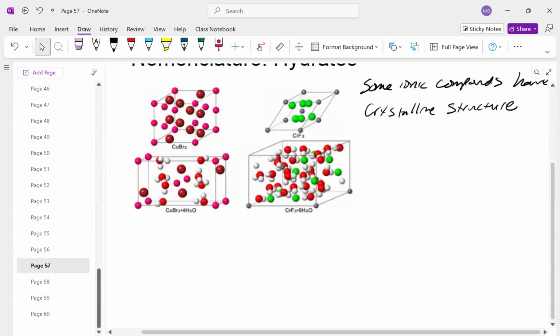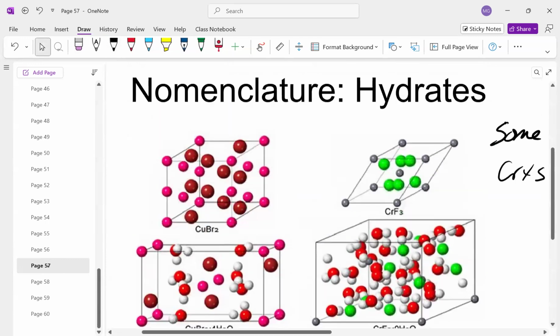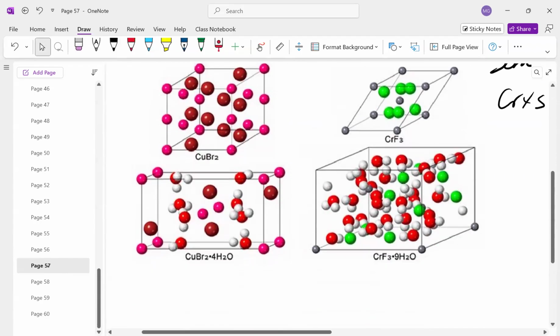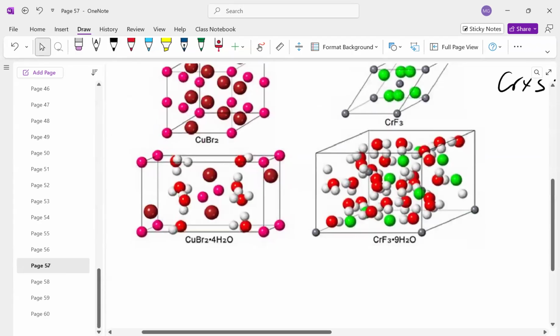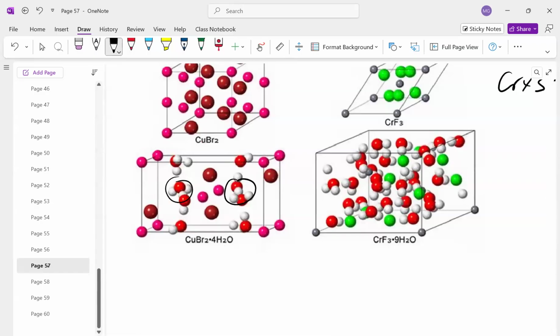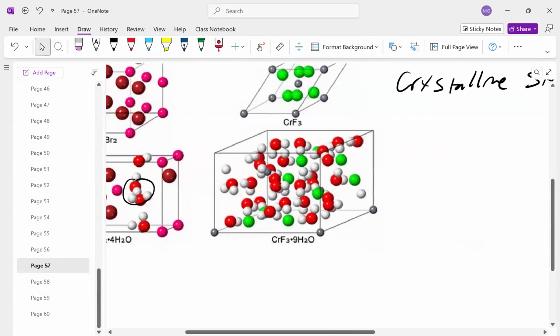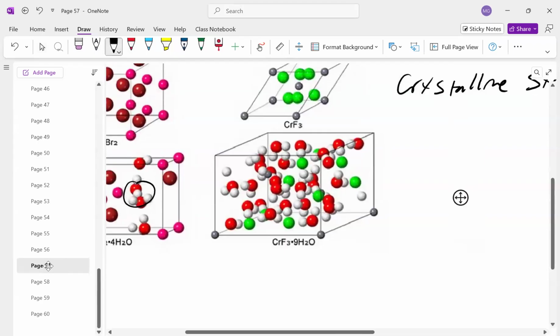So you can kind of see a couple examples here. Here at the top is anhydrous copper bromide. There's no water in there. And it can just absorb a little bit of water into its lattice. The water's not bonded to it. It's just kind of stuck in a cage there. Or the same here with CrF3. You've got water molecules kind of intertwined, not bonded with the chromium or the fluoride.